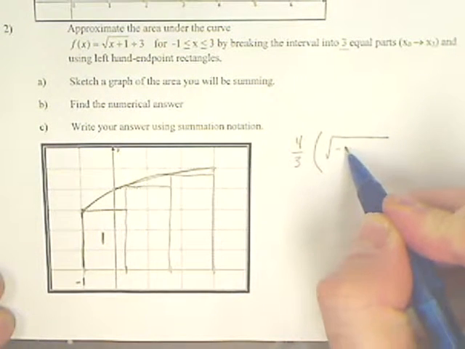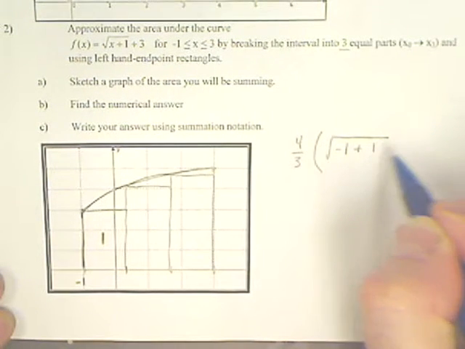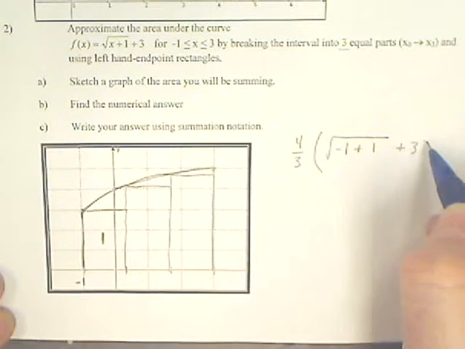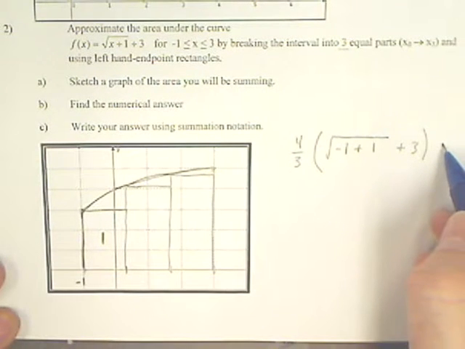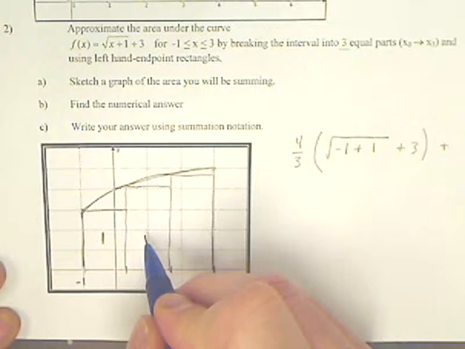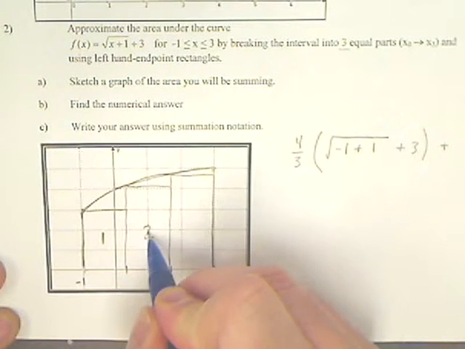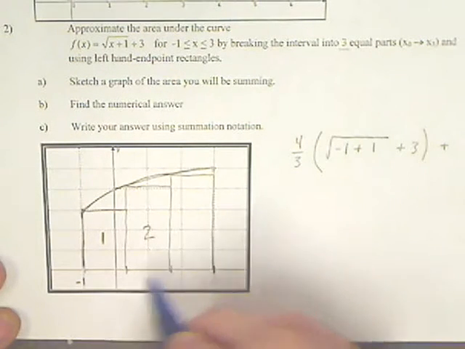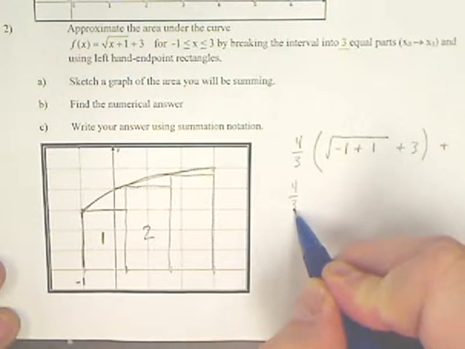Not going to solve it. We already know what the answer is. We can see it's pretty obvious on the graph. But writing it like this helps us do sigma notation. We're going to add that to rectangle number 2. And the width of rectangle number 2 is also 4/3.